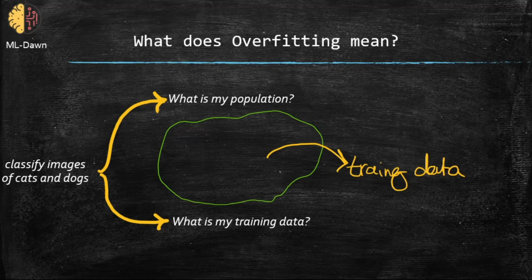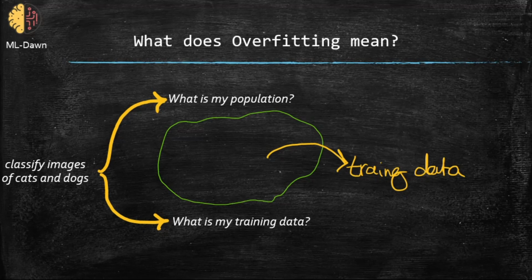So training data would be some images of cats and some images of dogs. It might have images of certain breeds of cats and certain breeds of dogs, but not all the breeds out there. That's very possible, right? So the question is, the training data that I'm going to use to teach my algorithm what image represents a cat and what image represents a dog, is this training data a good representative of the real population out there?